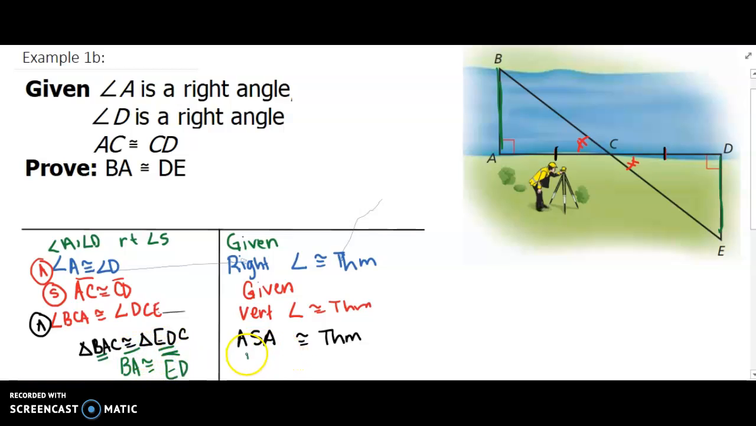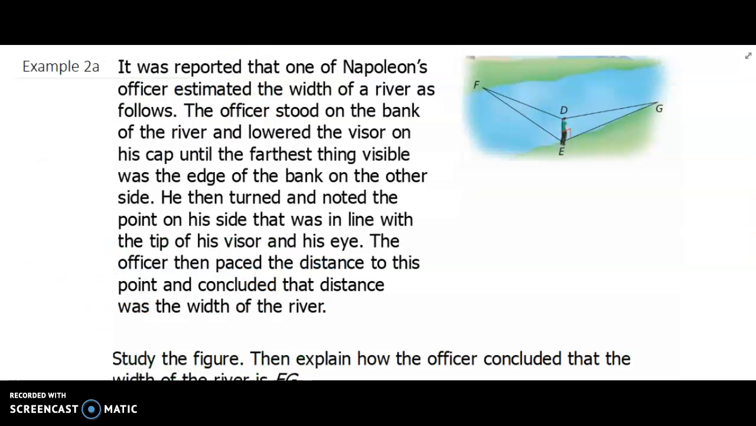ED by the CPCTC. Okay, so we're not really learning anything new. We're just going one step beyond triangles are congruent to show that all parts of those triangles are congruent as well. All right, so let's look at example 2.